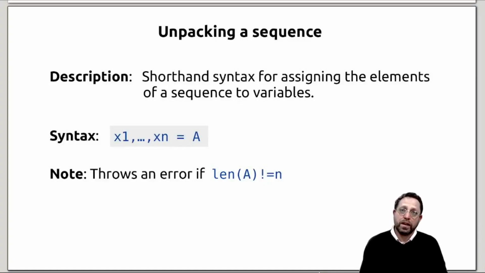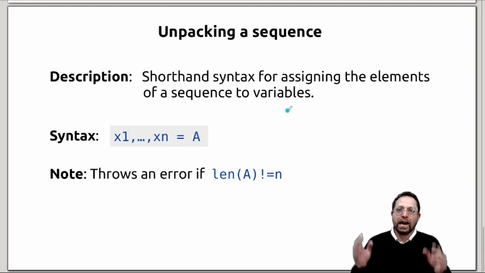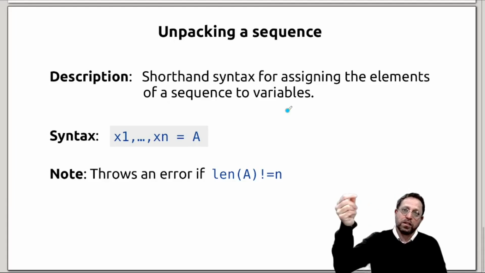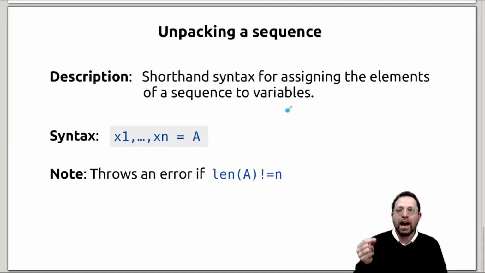So finally in this video, I want to talk about unpacking of sequences. So here's the description. Unpacking is a shorthand syntax for assigning the elements of a sequence to variables. So let's say you have a sequence and it has n elements in it, and you want to assign each of those elements to a different variable name. Now you could do this with n lines of code. The first one being x1 is equal to a0, x2 is equal to a1, all the way down to xn is equal to an minus 1.